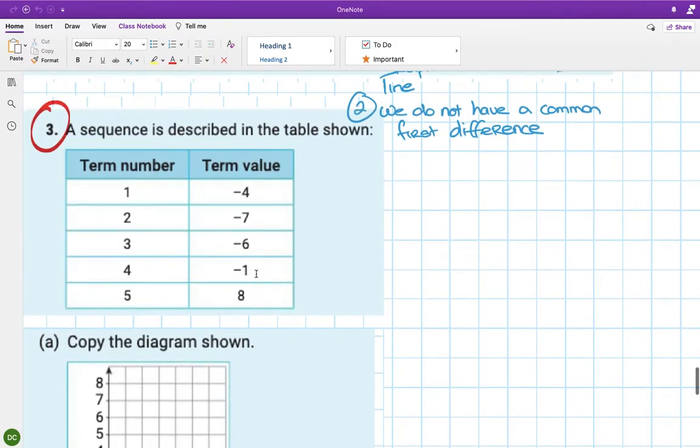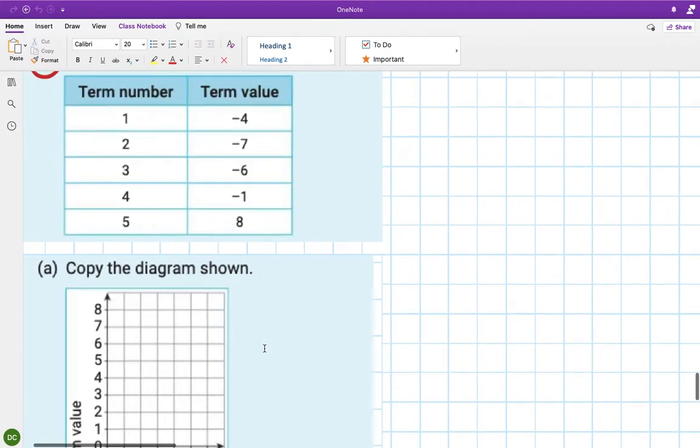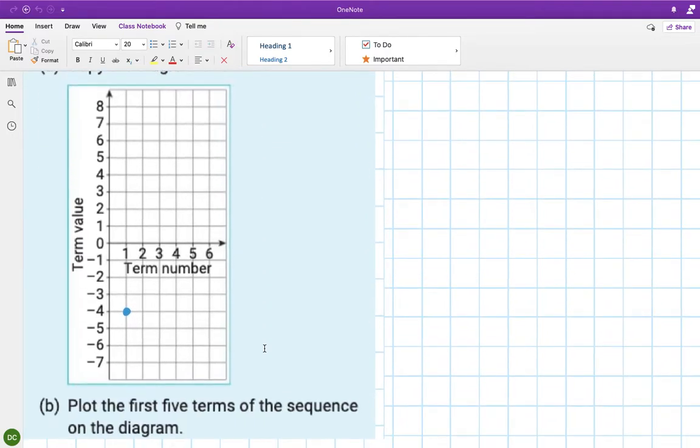Okay, so term number 1 is going to be -4. So I'm going to go to term number 1, which is here. I'm going to go down to -4, and I'm going to put my dot. Now none of this goes in. That's just showing you where I was looking. The only thing that goes in is the dot on the -4. So for term 2, it's -7. So I stay in line with the 2, but I go as far as -7 and put a dot.